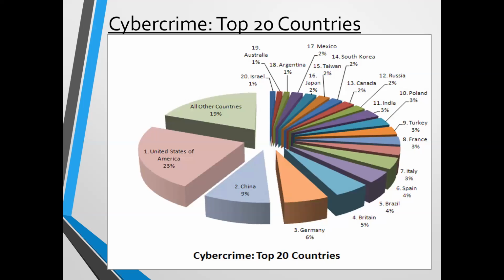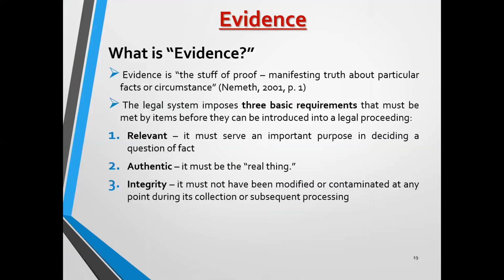Okay, so this slide shows us the top 20 countries where these cyber crimes are always committed. USA is the leading one with over 23%. Other countries follow, very tiny ones. Maybe Uganda is there also. China is the second with 9. Germany, Britain, Brazil, Spain, in that order, all the way to Israel with 1% of the cyber criminals. But of course, with a VPN, people can always track and trace where you are, even if you're using a virtual private network to masquerade. So what is evidence?